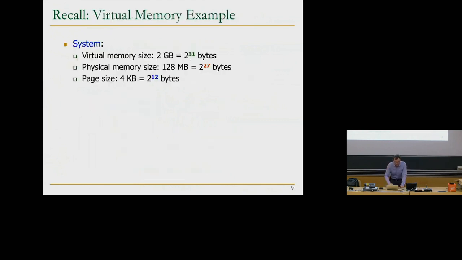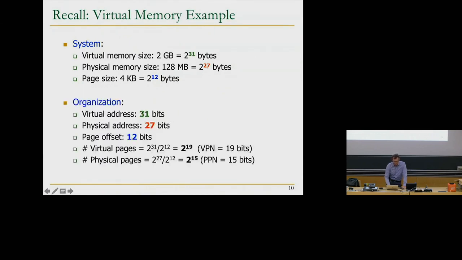And we were doing this example. It's essentially the same example that I showed you previously. Our virtual memory size is 2 gigabytes, which means that it's 2 to the 31 bytes. Our physical memory size, we're assuming 128 megabytes, 2 to the 27 bytes, and page size is 4 kilobytes. And you can get the virtual address size, physical address size, and the page offset from here, which means also you can get the number of virtual pages and physical pages. So these are easy calculations, as you can see.